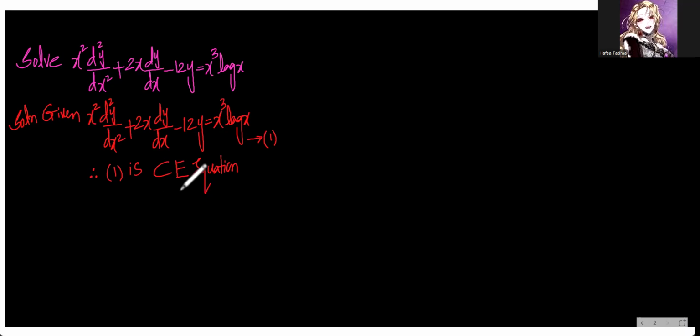Cauchy's Euler equation. After that, immediately we have to go for its procedure. What is the procedure? Put x is equal to e to the power of z, and this implies our z value is log x, because we have already done this in the procedure.